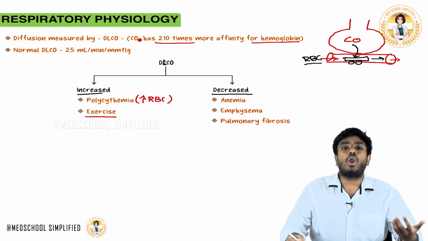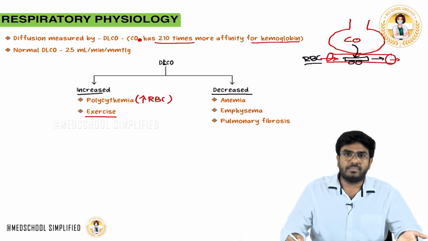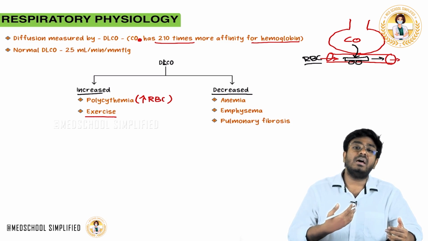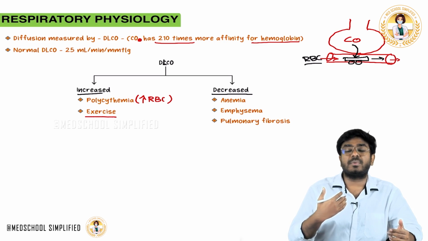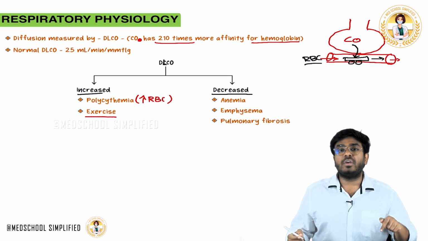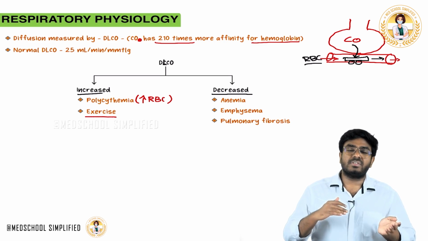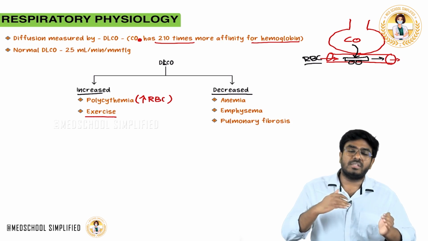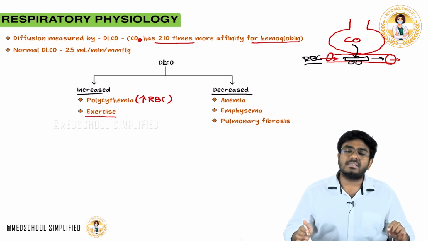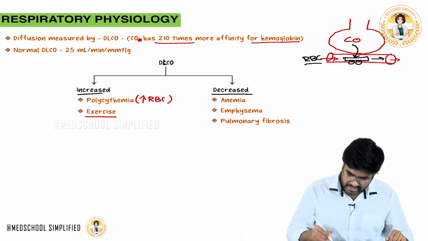Now, in conditions like exercise, what happens? The person needs more oxygen, there is more oxygen demand in the body. Blood vessels dilate, and more blood goes to the lungs for oxygenation. So more blood is going to the alveoli, where carbon monoxide is present. More RBCs and more hemoglobin are going, so the carbon monoxide will be readily taken up. So DLCO increases.